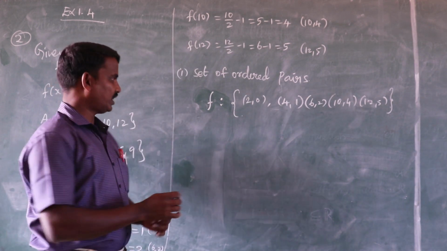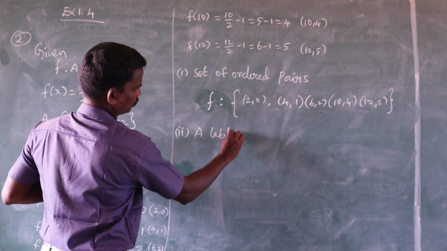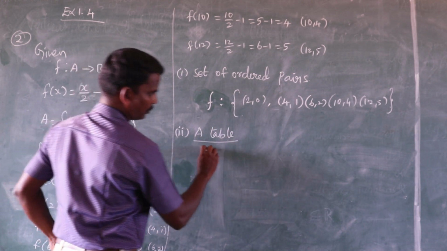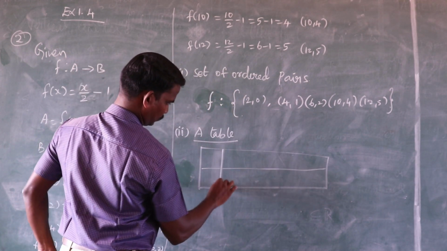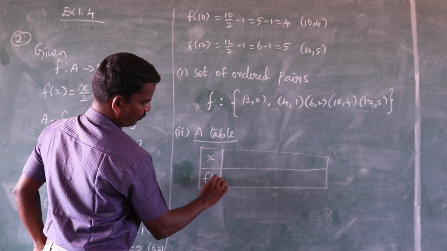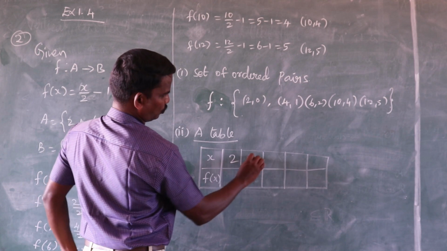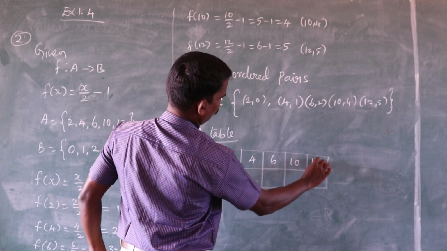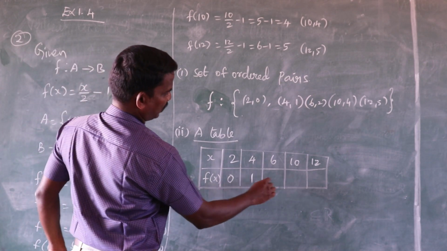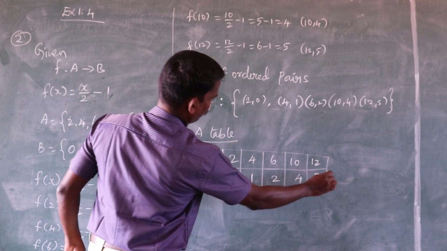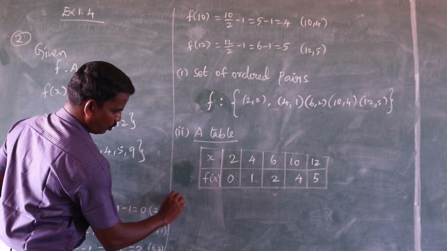And then the second one, a table. You can form a small table with x and f of x. It means the elements we replace in x are 2, 4, 6, 10 and 12. The values we get here are 0, 1, 2, 4, 5. That's all. And the third one, an arrow diagram.